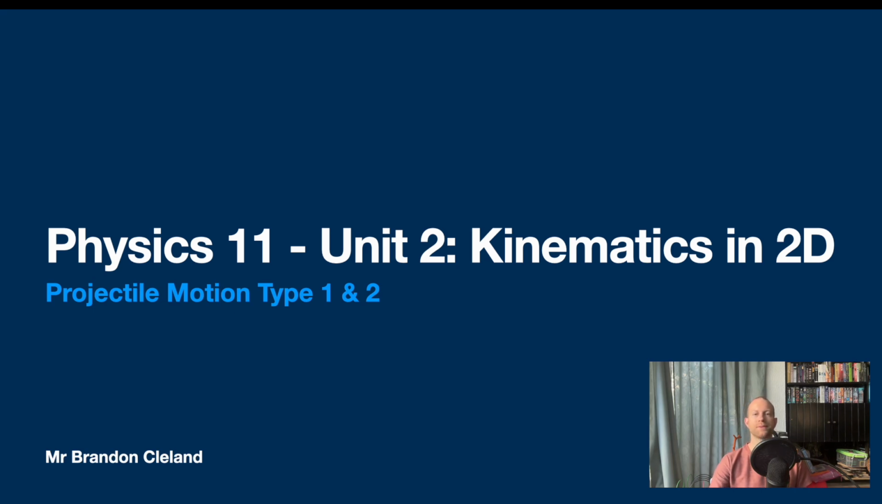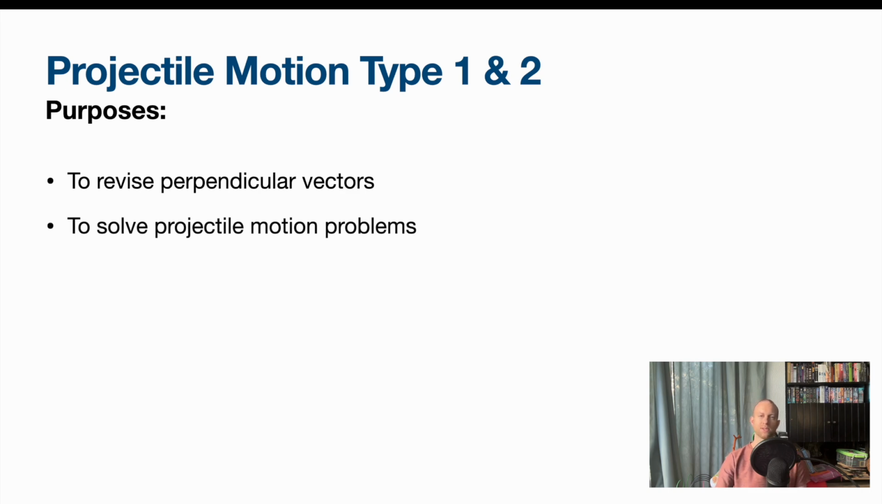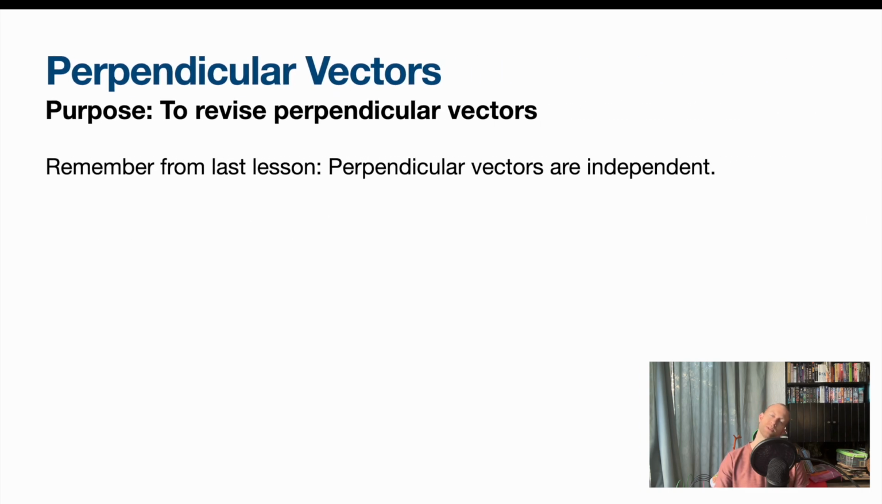Okay, let's do it. Projectile motion, we got type 1 and 2 today. Next day is going to be type 3. So we are going to revise what perpendicular vectors mean, and we're going to solve some questions. That's basically every set of notes, solving questions. Recall from last lesson: perpendicular vectors are independent, meaning side to side are independent of up and down.